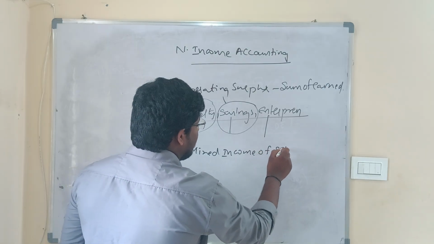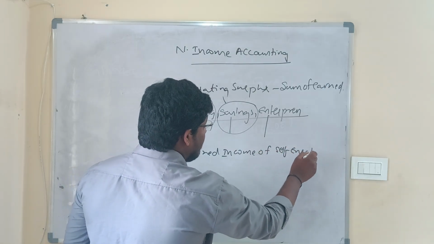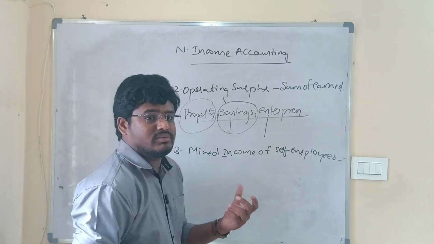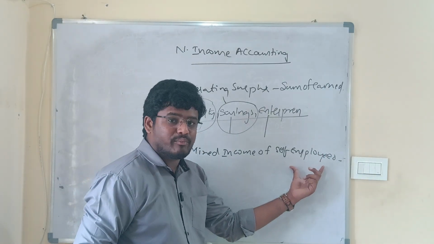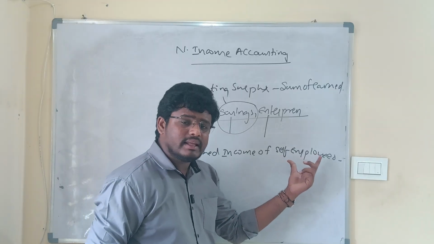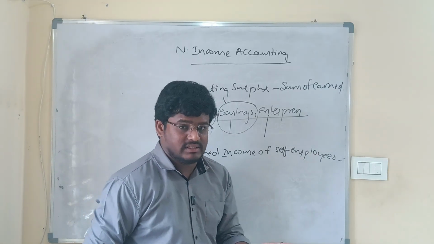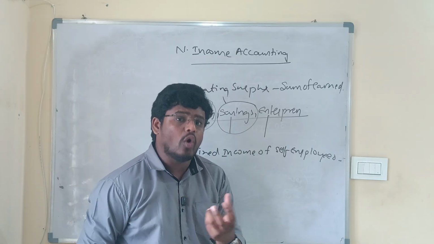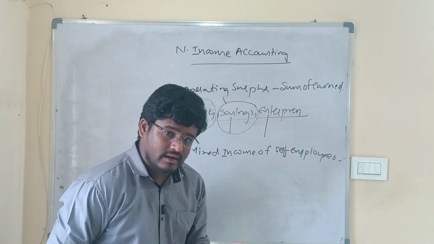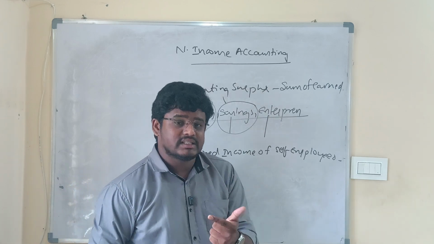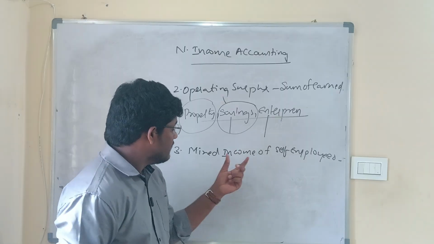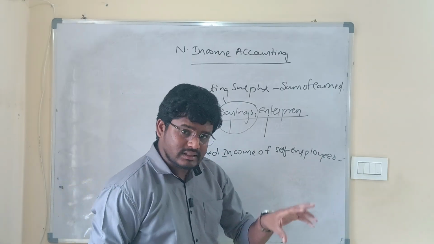Now, what does it mean when I use the term mixed income of self-employed? Self-employed are the people who run their own business. Mixed income of self-employed means the total income in the form of rent, wages, interest, and profit, the total income which the self-employed people earn.